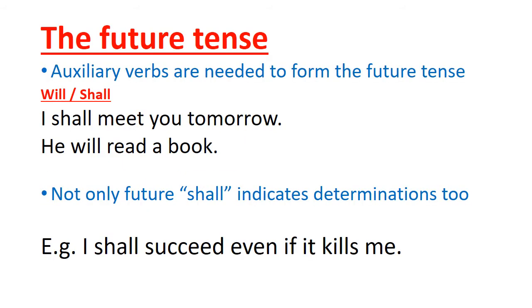The future tense. Auxiliary verbs are needed to form the future tense. Yes, according to this, we need auxiliary verbs to form future tense. There are many ways to indicate the future. First way, we can use will and shall to indicate future. As we know, we use shall for I and we. But nowadays we use only will with all the subjects.